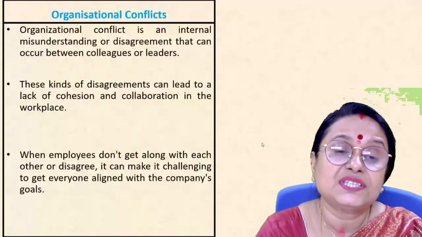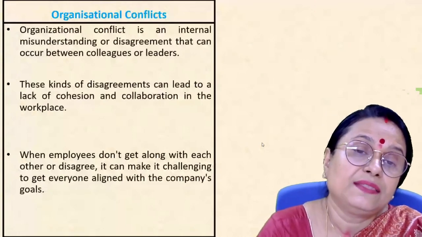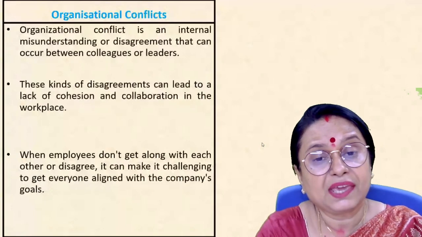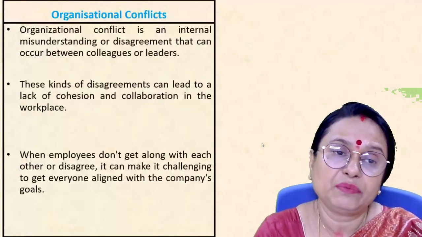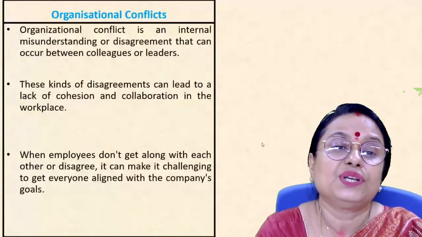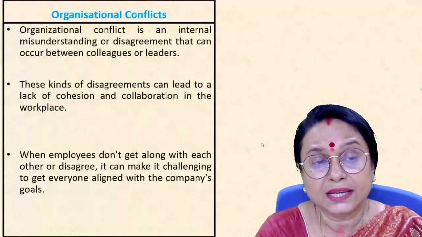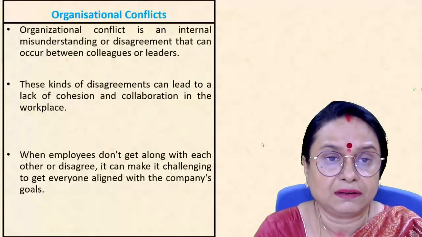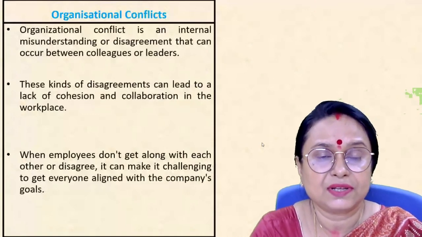So interpersonal relationship decides the basis for conflict. If the interpersonal relationship is good, then conflict is less. If interpersonal relationship is not good, conflict is more. So conflict may arise at any level. May it be at departmental level, may it be at the top level, may be at the bottom level, may be within two different departments, may be within two different groups or teams, may be between two individuals. So various types of conflicts are there. And another type of conflict is also there, that is intra-individual conflict. So conflict within one person, when he is confused, when the person cannot decide what to do, that is intra-individual conflict.